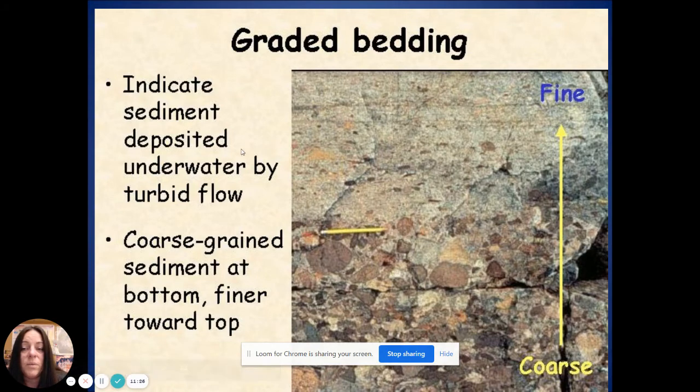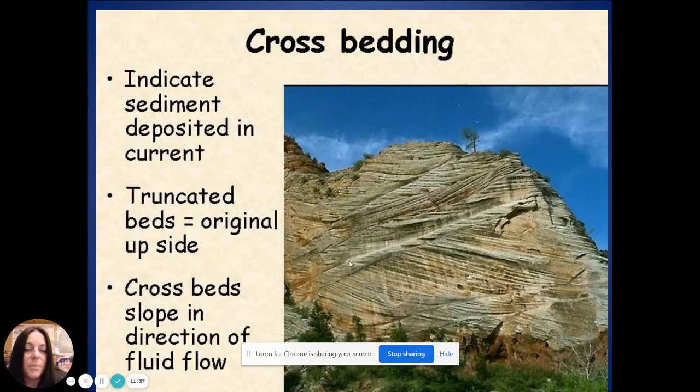So where do you get these? We get these deposited underwater, under really high flow, because it takes a long time for the fine stuff to settle out. You can also have different types of cross bedding.